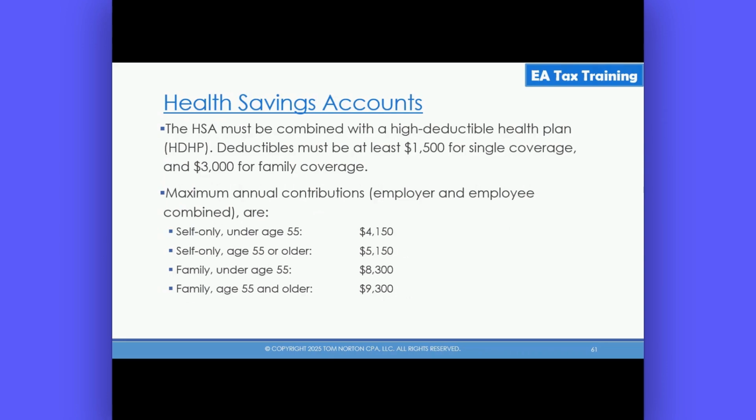If it is self-only insurance under age 55, it's $4,150. Self-only age 55 or older, you add $1,000 to that. It's $5,150. For family under age 55, it's double the amount of self-coverage, so it's $8,300. And then for family coverage age 55 or older, you add $1,000, so it is $9,300.